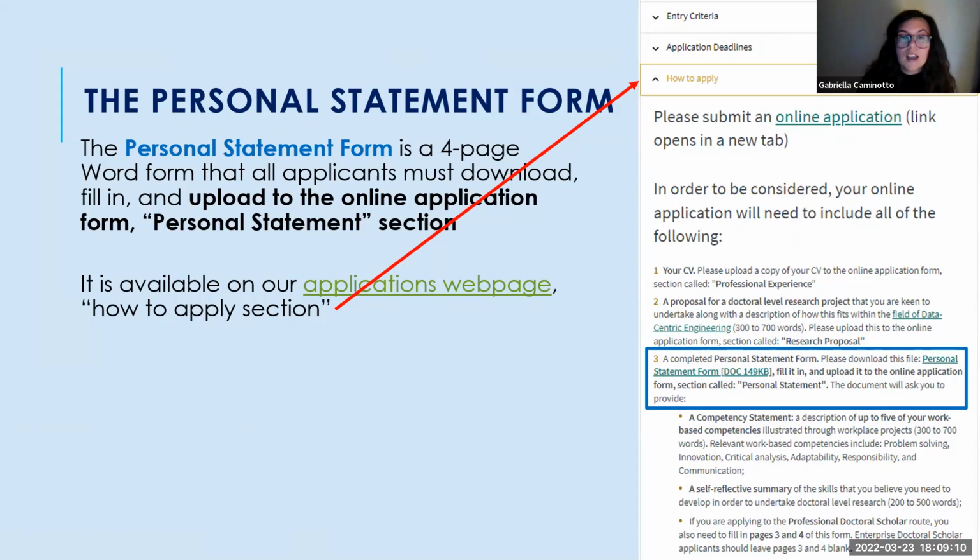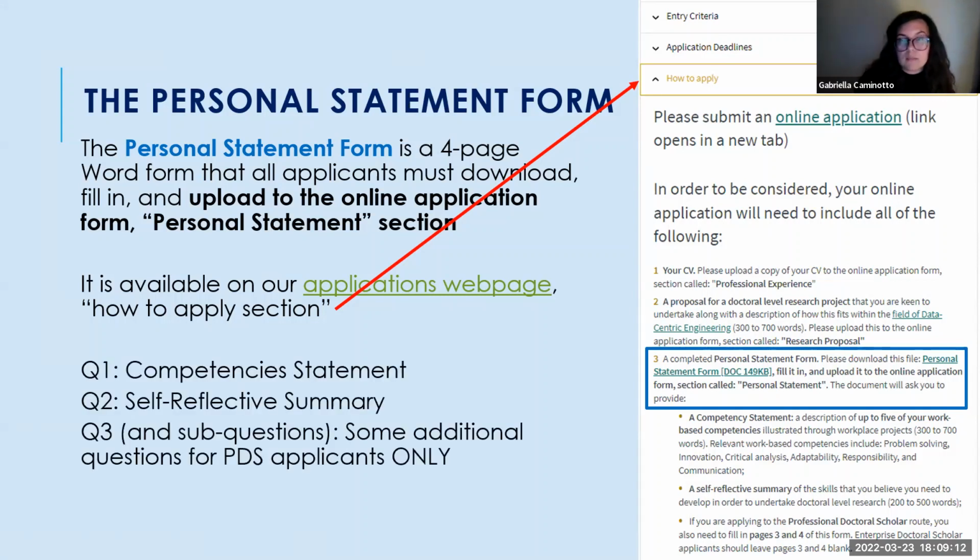You download that. And question 1 on the personal statement form is your competency statement. Question 2 is the self-reflective summary, and question 3 is only for professional doctoral scholars applicants. So if you're a PDS applicant, you can leave that blank and just upload the form as it is. So again, personal statement form, question 1, competency statement, question 2, self-reflective summary, question 3 for PDS only. Download, fill in, save, and upload instead of a standard personal statement.